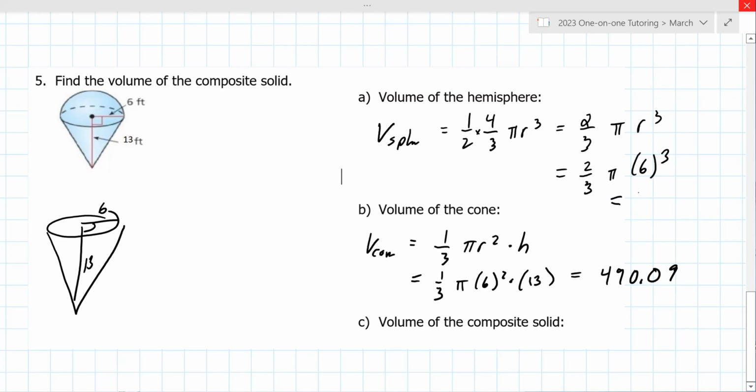Okay, I got 452.39. Yes, very good on that. And so the composite means to add them up or subtract. In this case, they add together.